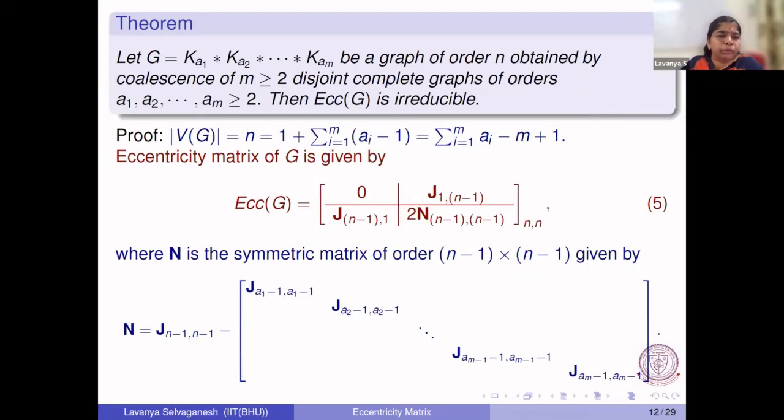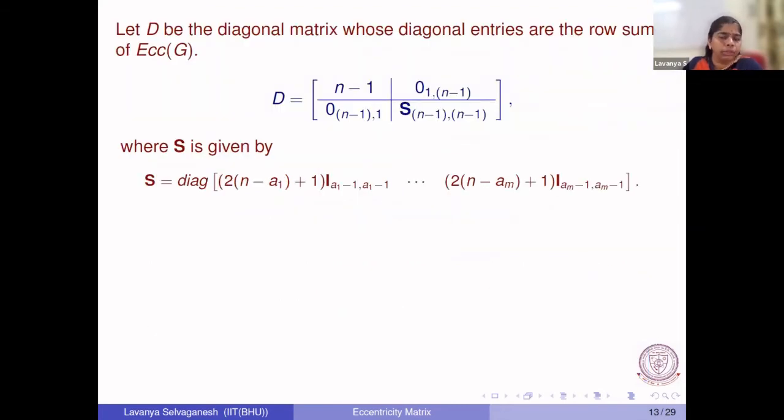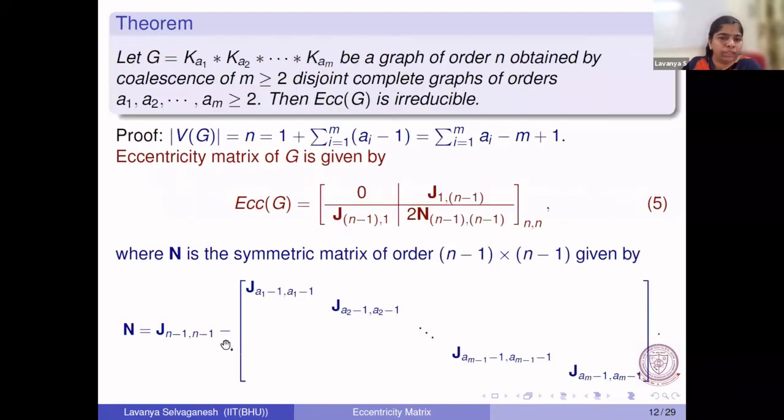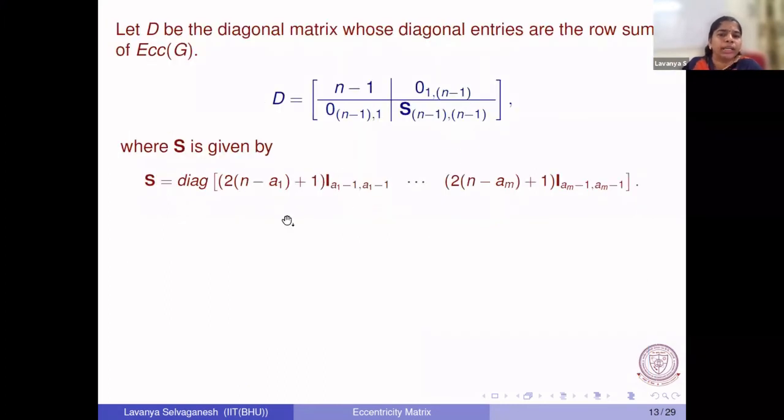Now the main purpose is to show that this is irreducible. To show that, I want to look at the diagonal matrix, where the diagonal matrix represents the sum of the rows of this ECC matrix. Each row of the diagonal matrix represents the sum of the corresponding row of the ECC matrix. The first row is going to be n minus 1. For the remaining rows, we have a diagonal block matrix, where each sub-block contains the same entry. So twice n minus a1 plus 1 times the identity matrix, which is a block of size a1 minus 1 by a1 minus 1.